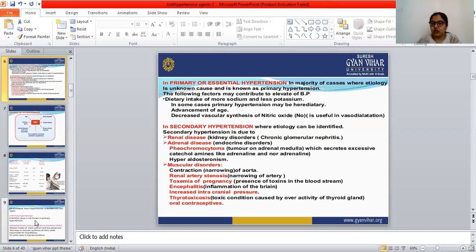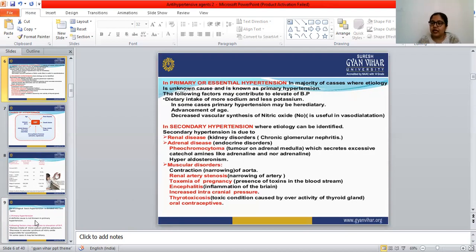The first is essential hypertension, the second is secondary hypertension or malignant hypertension. In essential hypertension, the etiology is unknown, but secondary hypertension is associated with some diseases or some medicines, like oral contraceptives. And primary or essential hypertension may occur due to more intake of sodium and less intake of potassium, and this is due to genetic or hereditary factors.